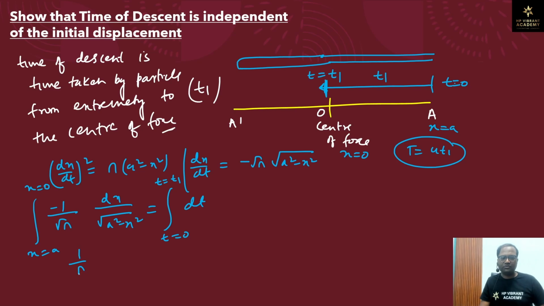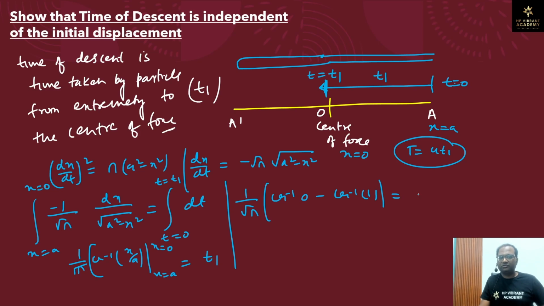So let us put this. 1 upon root under mu cos inverse of x upon a. Let us put the limit as x equal to 0 and x equal to a is equal to t1. So we have 1 upon root under mu, cos inverse of 0 minus cos inverse of 1 is equal to t1. So this is 1 upon root under mu into cos inverse 0 is pi by 2, cos inverse 1 is 0, is equal to t1. So we have t1 is equal to pi upon 2 root under mu.